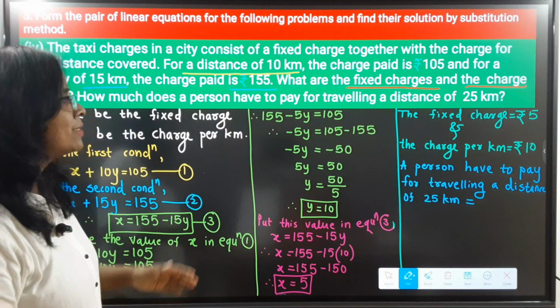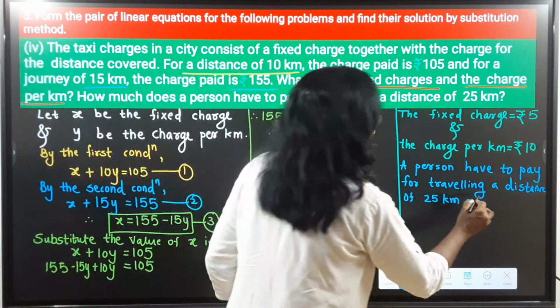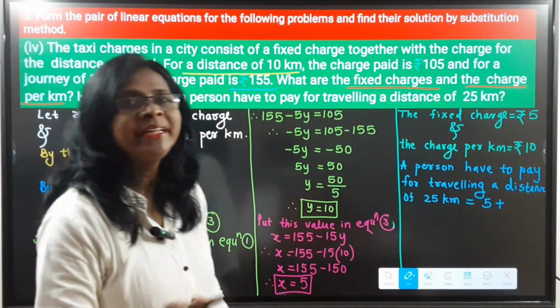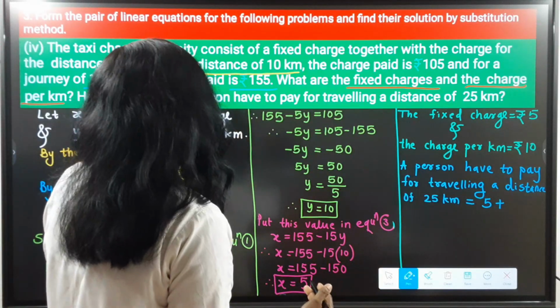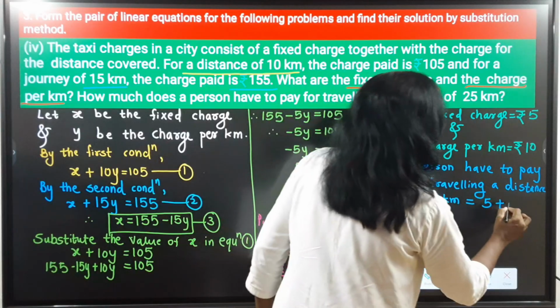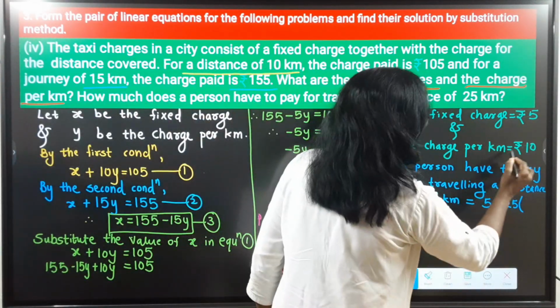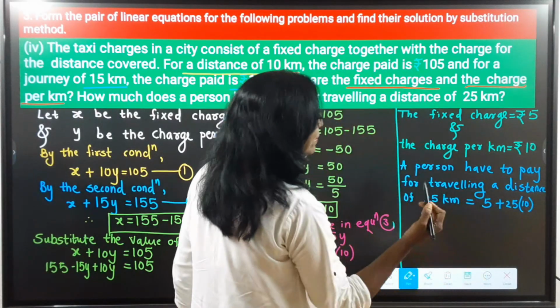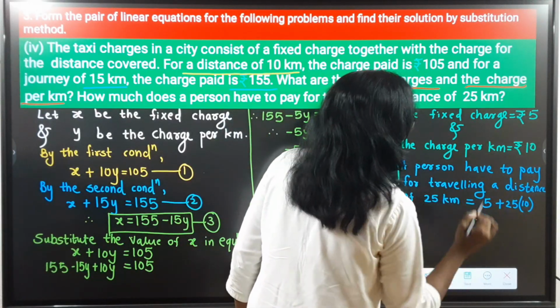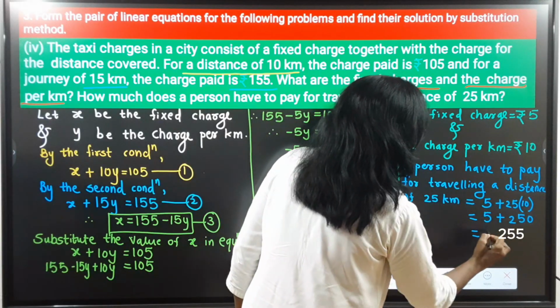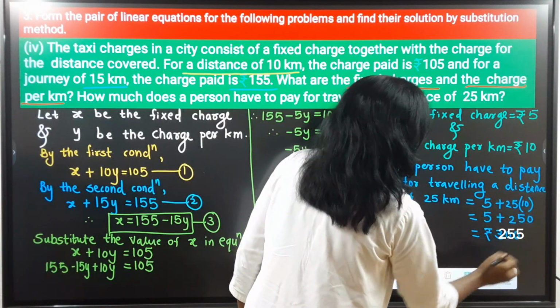So now here students, that is the fixed charge rupees 5, and then per kilometer. So 25 kilometers, charge per kilometer, that means 25 multiplied by 10. Charge per kilometer is 10. So there is a 25 kilometer distance. So 5 plus 25 multiplied by 10. So 5 plus 250. So here 300. So it is 300. Okay, students.